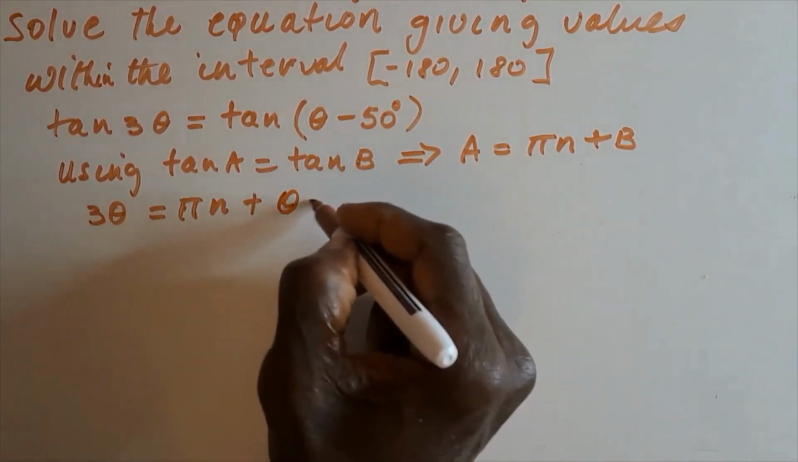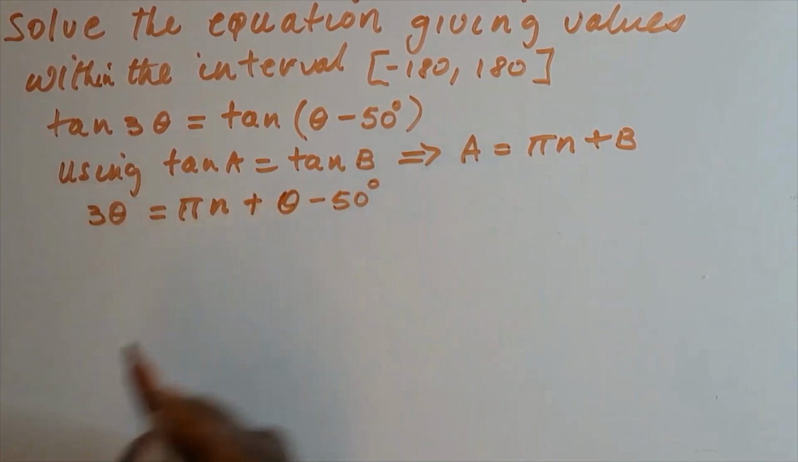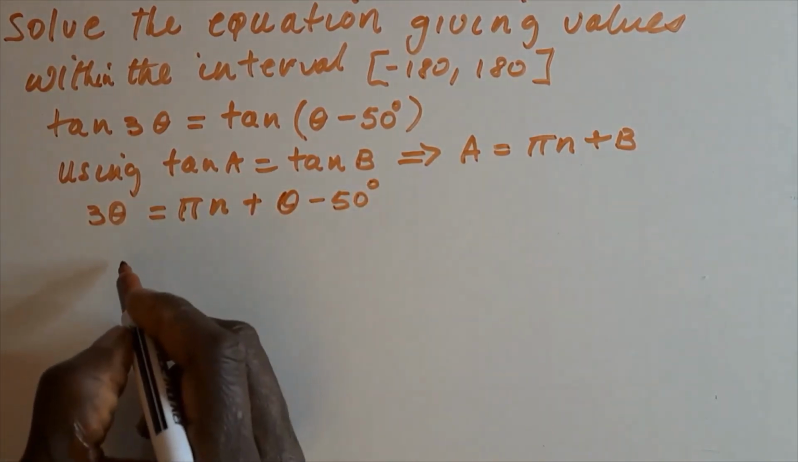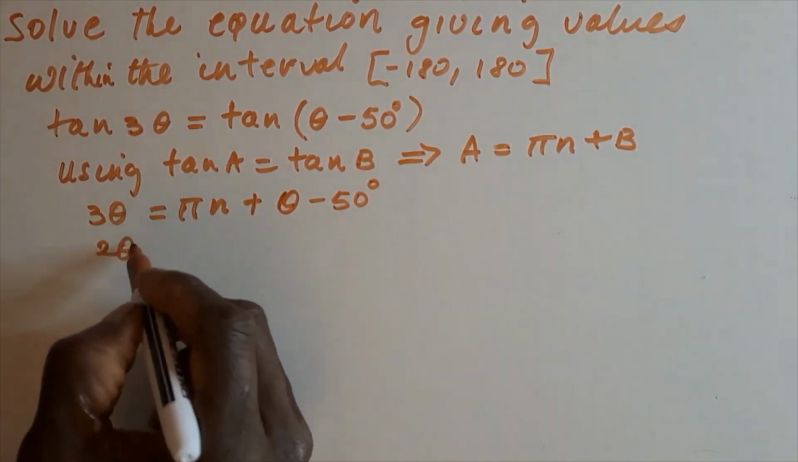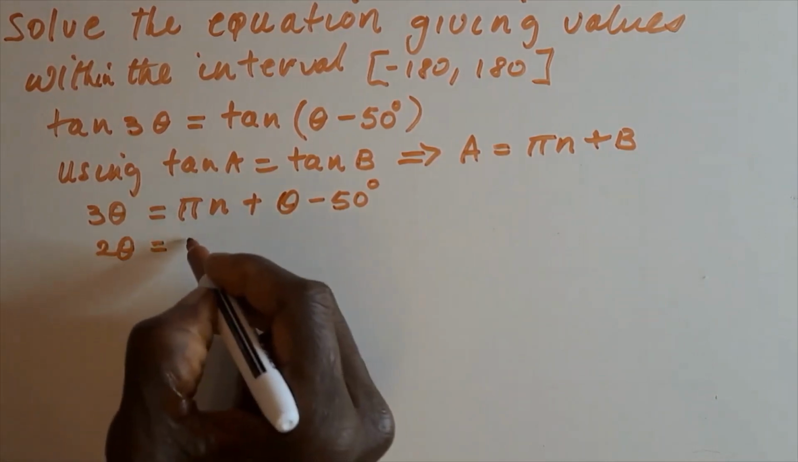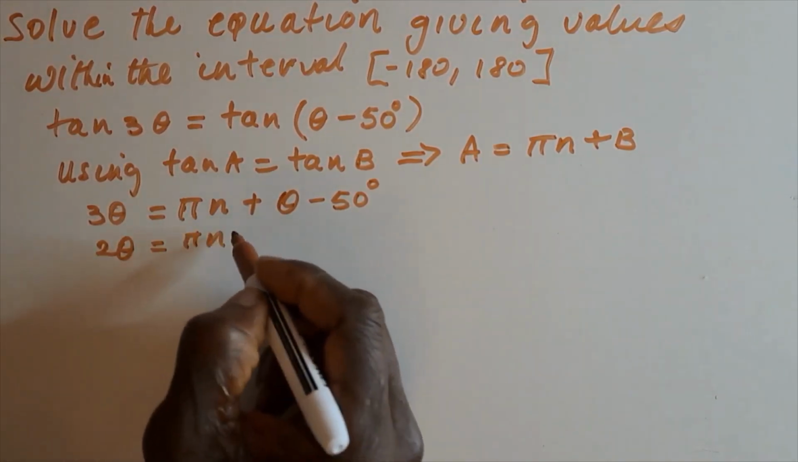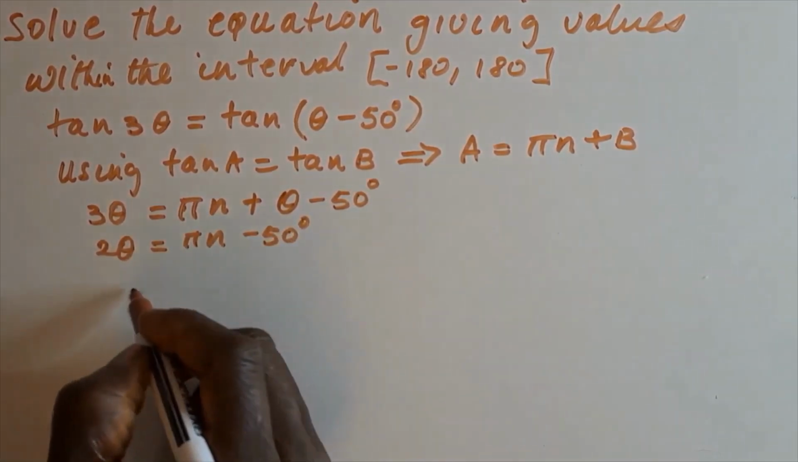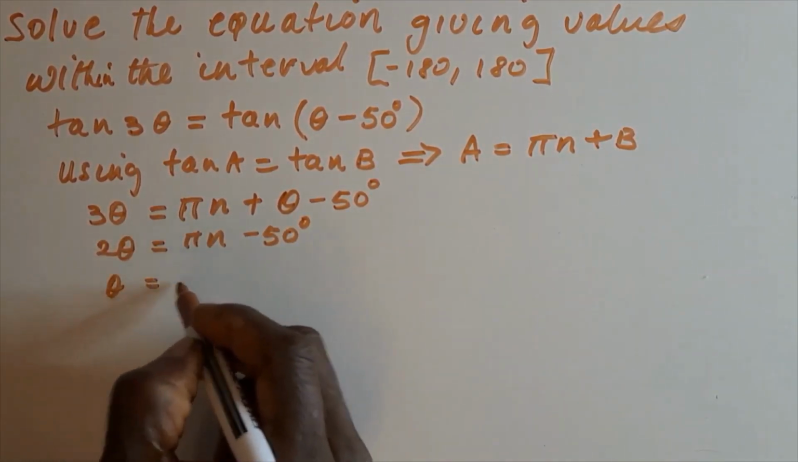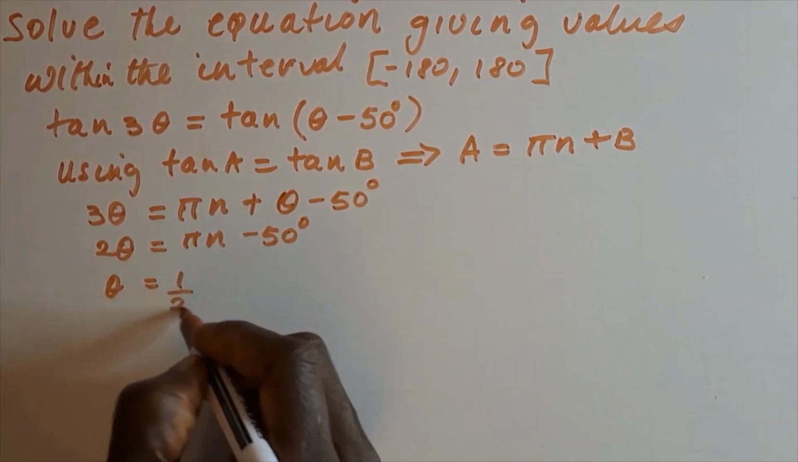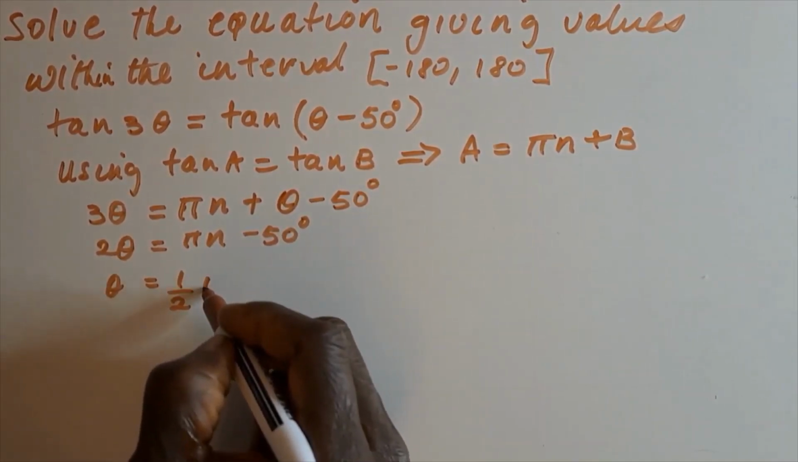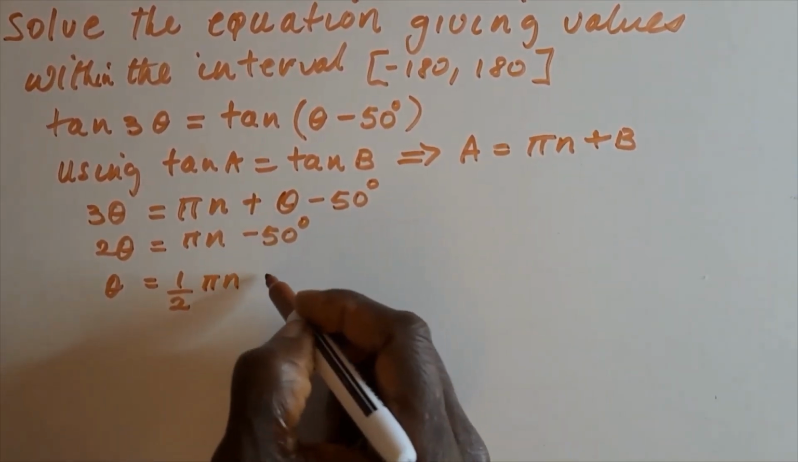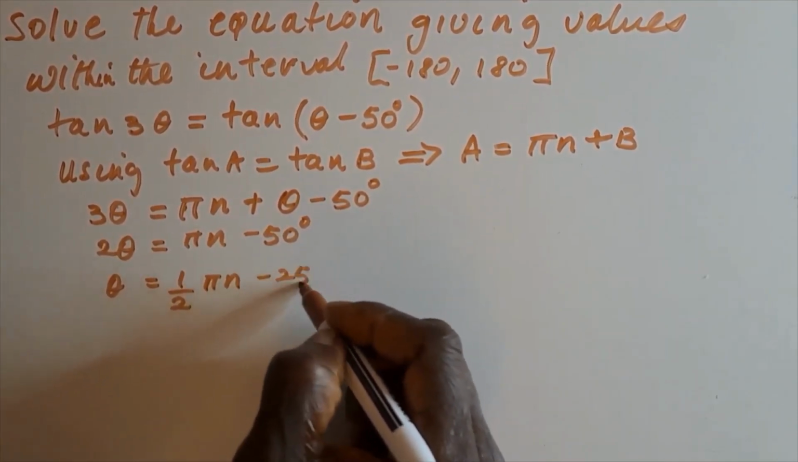Add theta minus 50 degrees. This gives us 2 theta equal to pi n minus 50 degrees. So theta is equal to a half pi n minus 25 degrees.